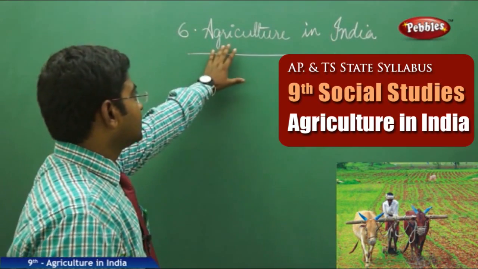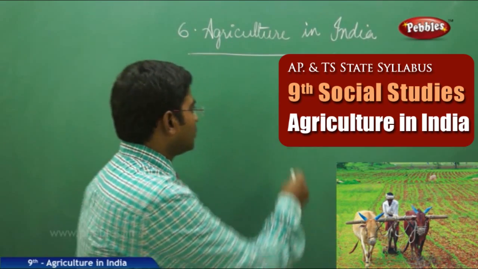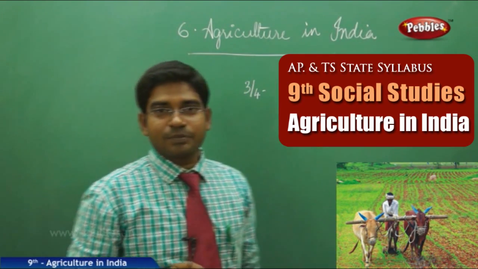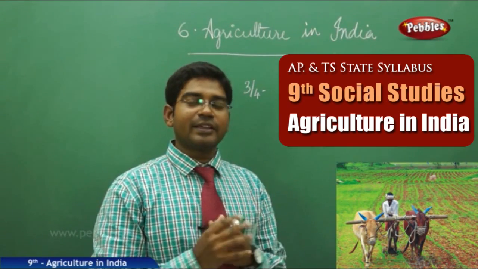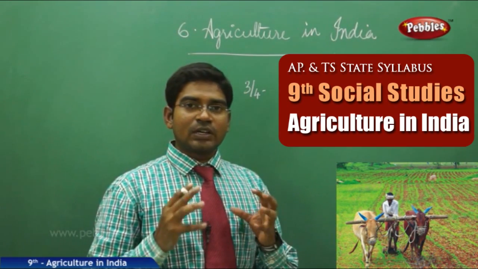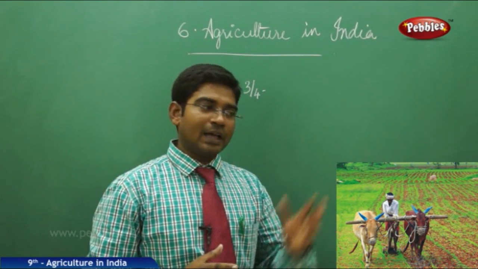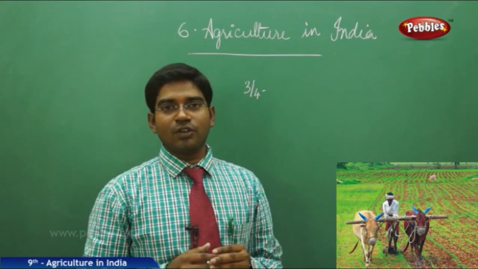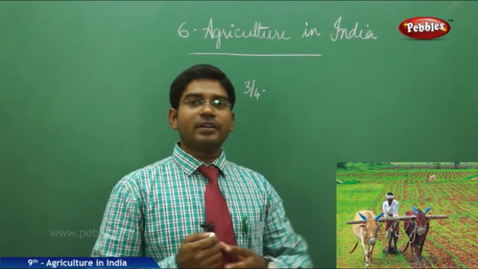So today's topic is agriculture in India. As we all know, 3/4 of the Indians depend on agriculture. So agriculture is a basic occupation of the people, especially in a country like India where we have 5,55,000 villages keenly depending on agriculture, and 70% above people, either it is men or women, depend on agriculture for their livelihood. So now we are going to analyze how is the agricultural pattern in India.